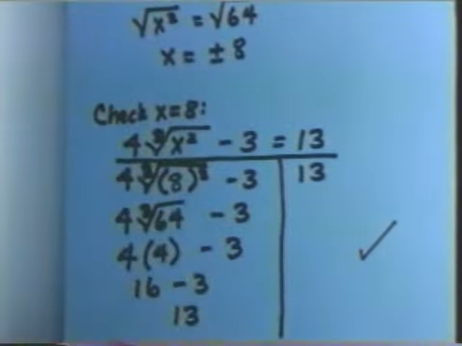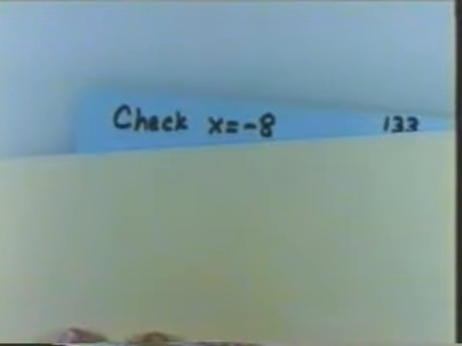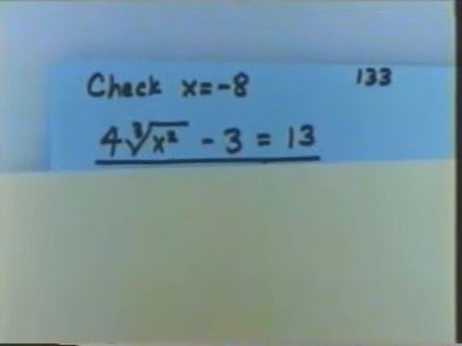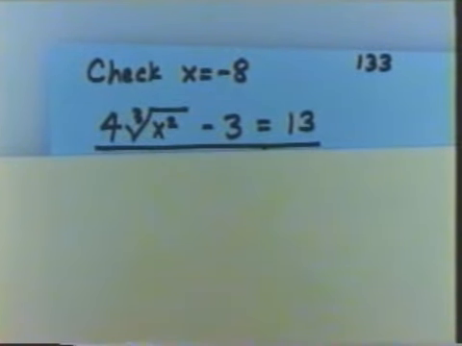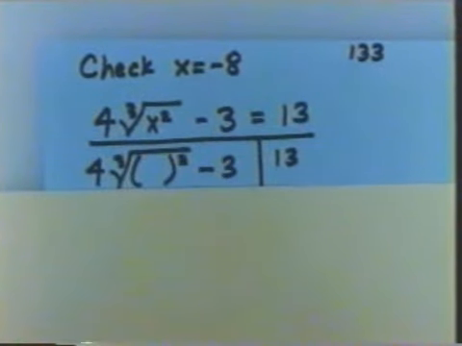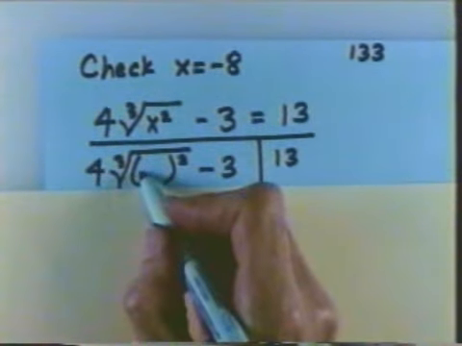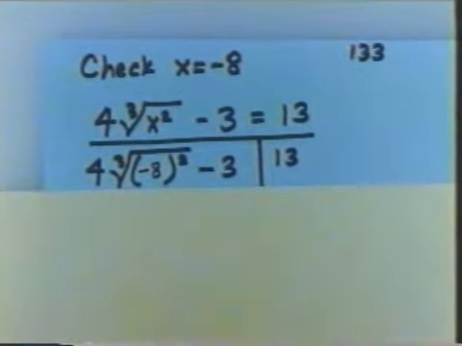Now we check x equals -8. By the same procedure, we check it in the original problem. Here's the original equation, and we fill in -8 in place of x. So we have 4 times the cube root of -8 squared, subtract 3 on the left, and 13 on the right.